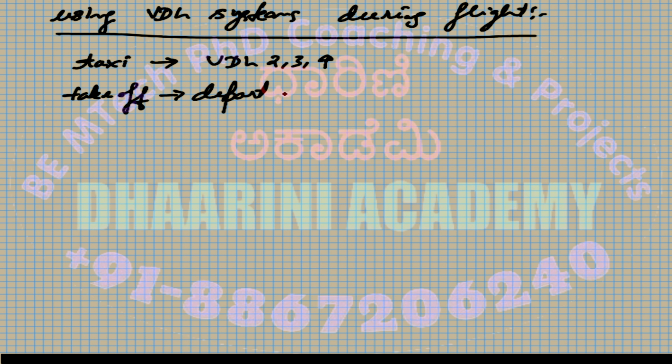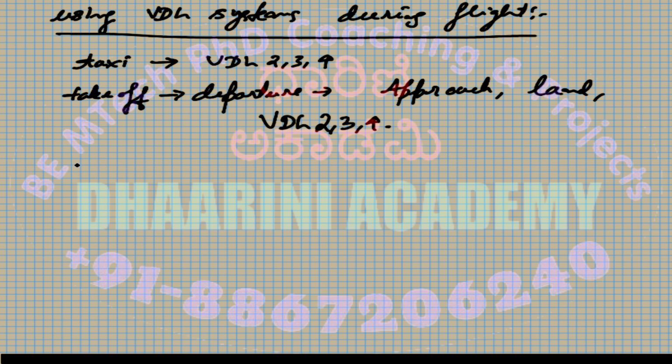departure, followed by... okay, en route is not going to use this. That uses a different one. Okay, departure, then the approach, then land, and once again the taxiing. Anyway, taxiing has already been written. So all of them are going to use the VDL 2, 3, or 4, right?